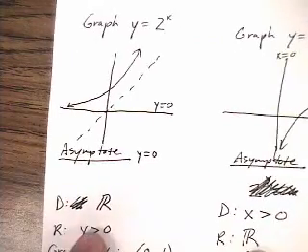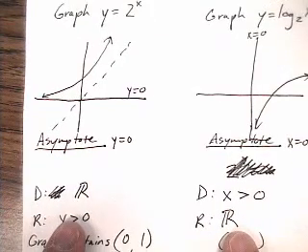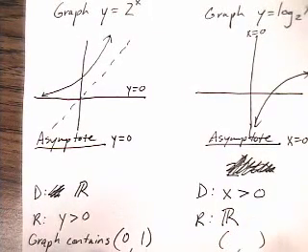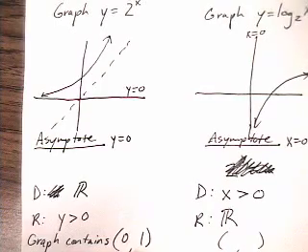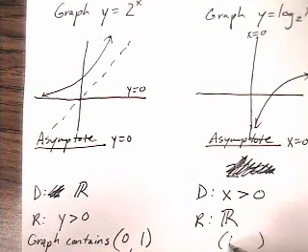Oh my goodness, look, the domains and ranges are switched. So if this one contained a point 0, 1, what point do you think this one contains? Yes, 1, 0. Because they've been switched.